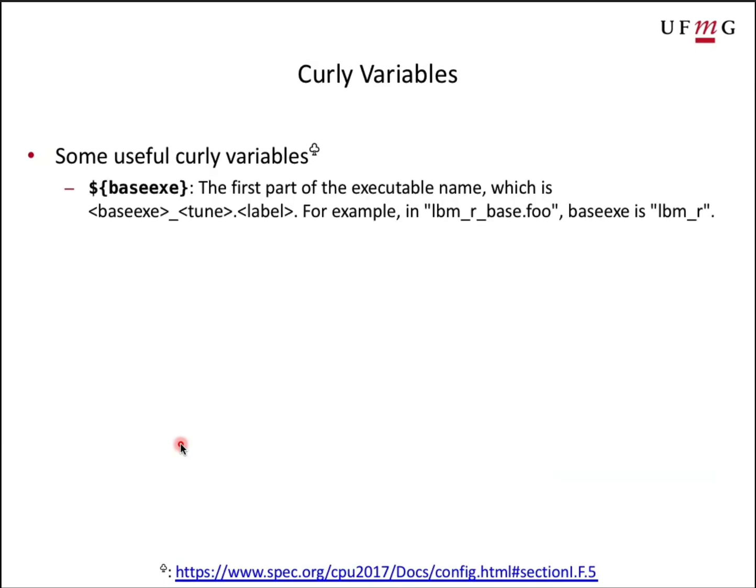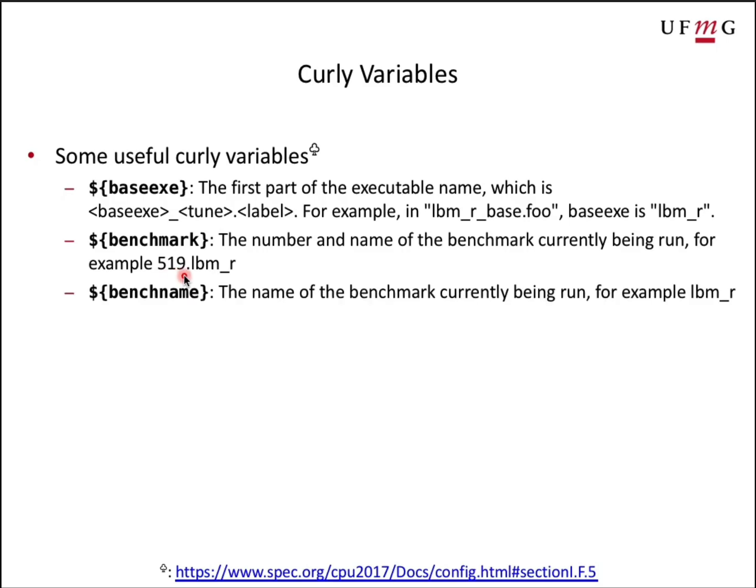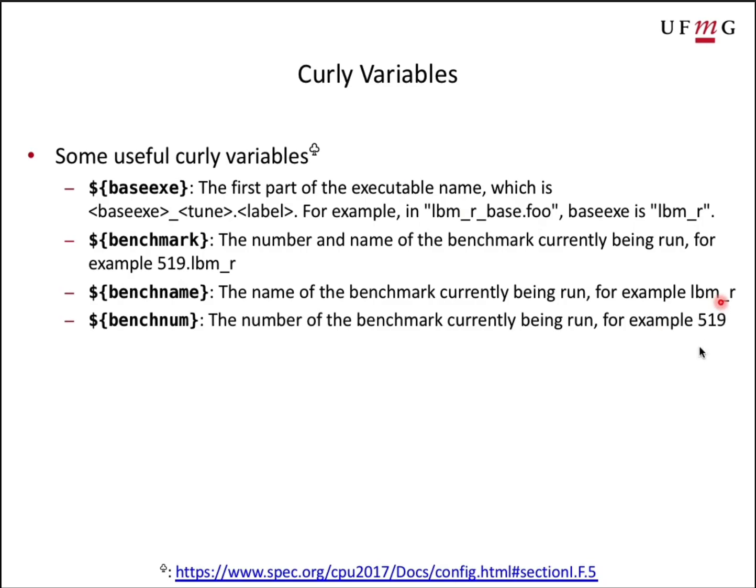Also some interesting variables that we can use in this script. Usually base X will be some parts of the execution names like EBM -R, _R. The benchmark name includes the 3 numbers. The bench name would be just, no, sorry. The base X is like this. The bench name is just the benchmark name. The bench num is just the number.